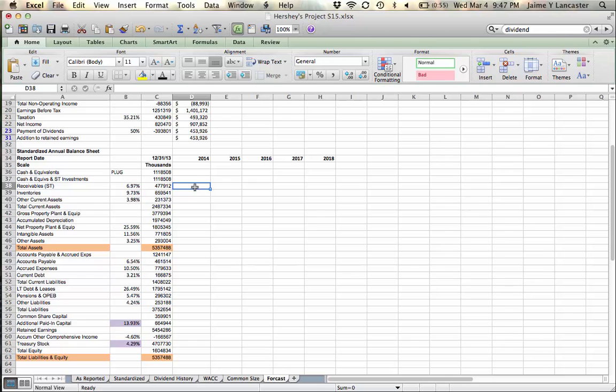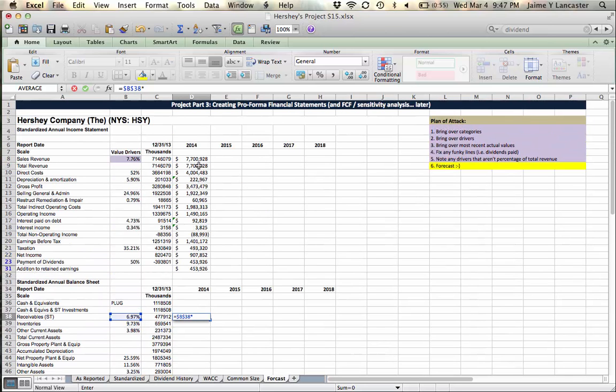So let's start with receivables. 6.97% of total revenue. Boom. Computer's thinking. Inventory, 9.73% of total revenue. Other current assets, 3.98% of total revenue.